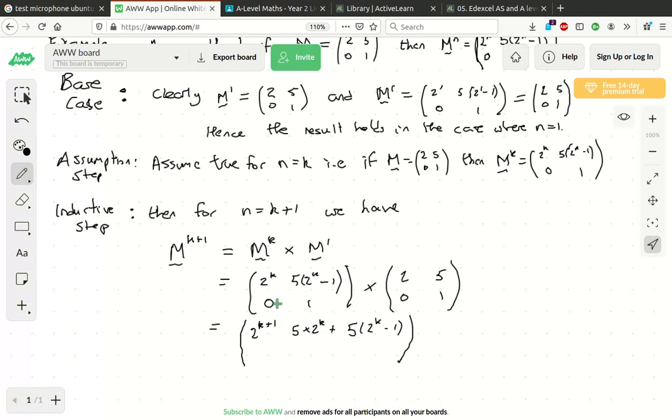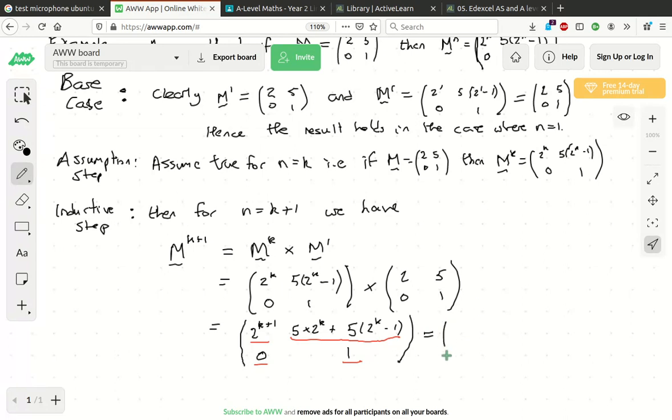0 times 2 plus 1 times 0 is 0. And 0 times 5 plus 1 times 1 is 1. So just to make it clear with a bit of colour, that's my first element. This unwieldy beast is my second element. This is my third element in the matrix, and that's my fourth element. Now I've just got to tidy it up, really. So let's do a bit of tidying.